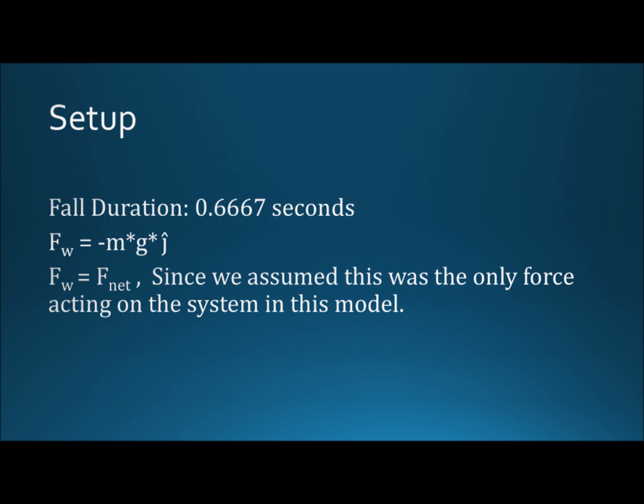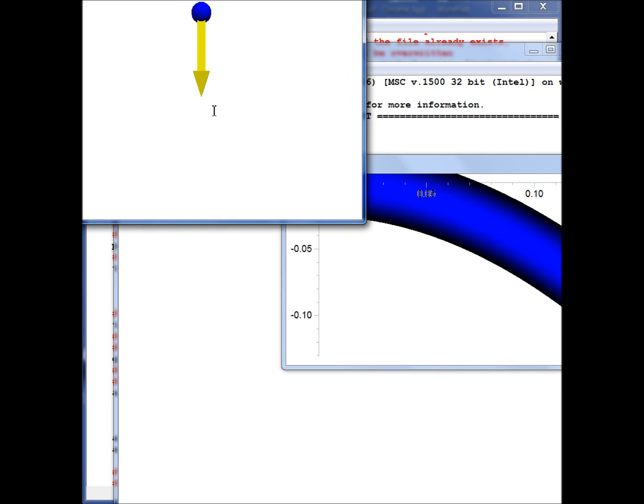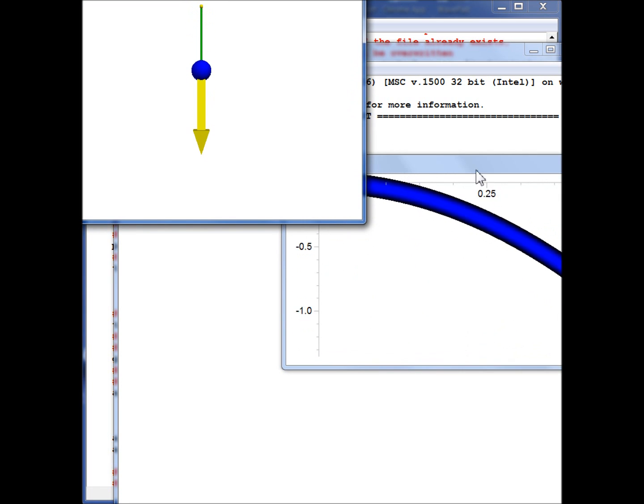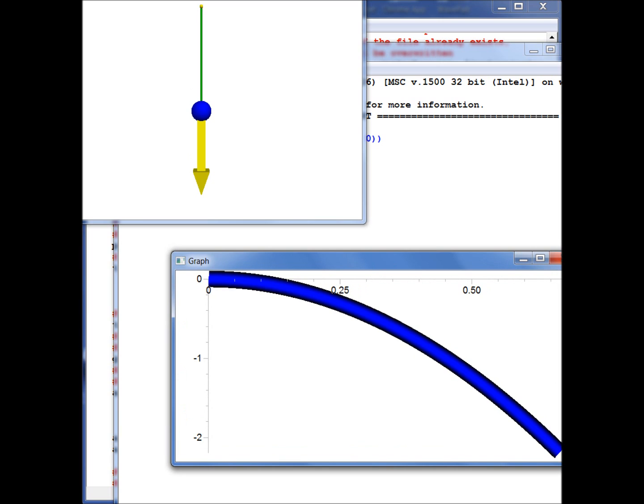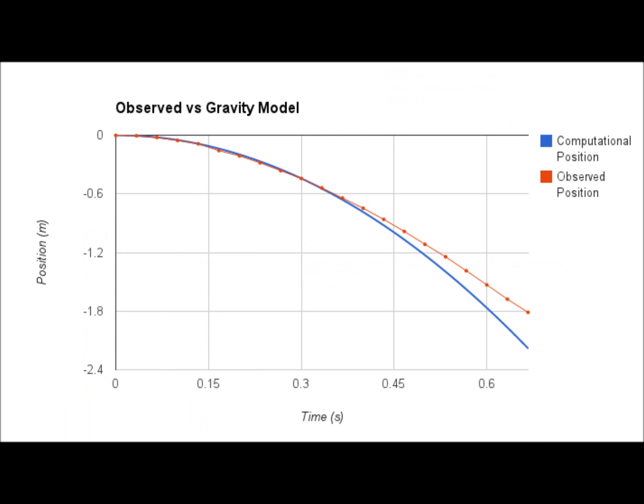This weight force equals the net force in the model, since it was assumed that this was the only effect in the object's motion. The motion of the system is downward and increasing, as shown by the position versus time plot and the visual created by the model. This data was compared to my experimental data, and I observed that the model did not truly fit the experimental motion.